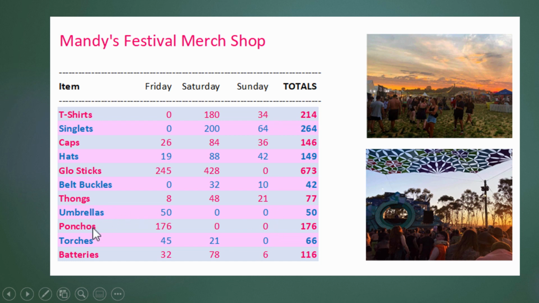She sold umbrellas and ponchos. It must have rained on Friday night because she sold a lot of umbrellas and ponchos. But then, thank goodness, the weather cleared up. She wasn't selling any here on Saturday and Sunday, so it must have been nice and sunny and good again. All right, so let's get into this Mandy's Festival merch shop.